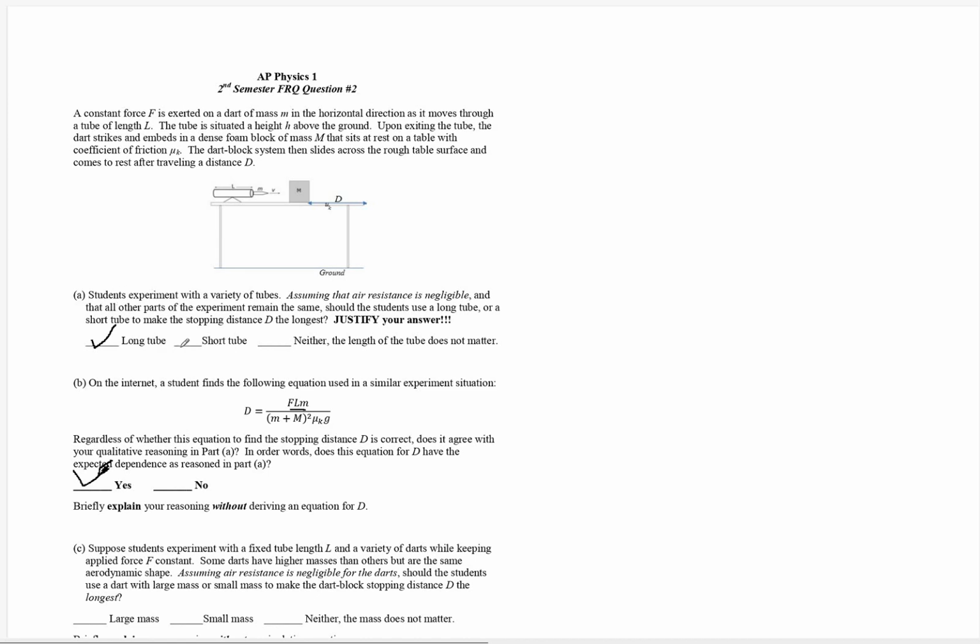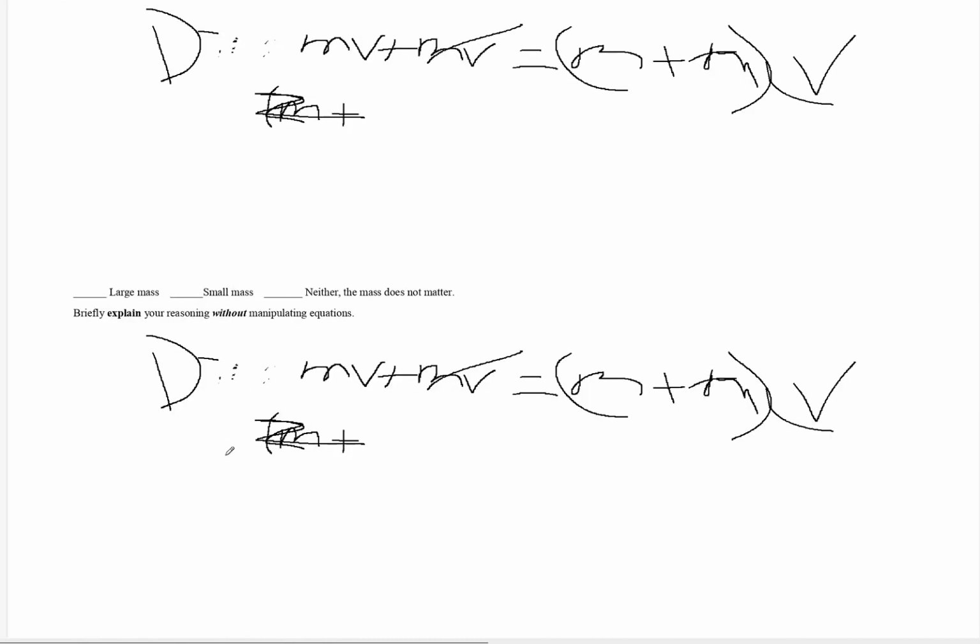And then in part A and B, force would stay the same. So if we look at this equation, every other variable would stay the same except for length. So length and distance would be, if there's a greater length, then the distance would be greater. So that is why a long tube will create a longer stopping distance in part B.